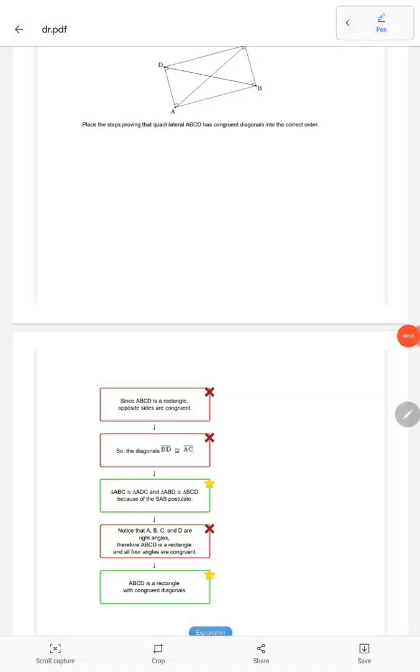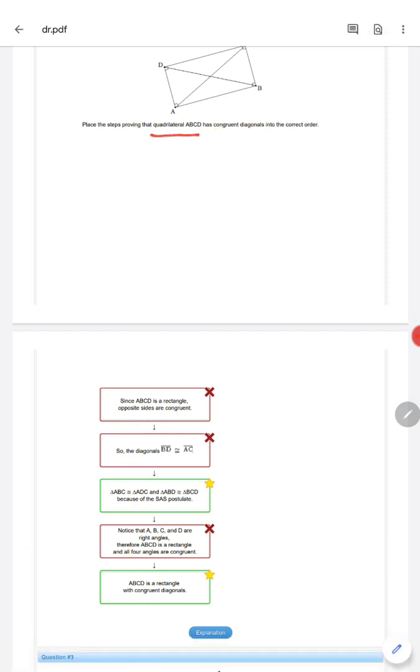Okay, here is the second question that you missed out of 6. You missed 6 questions. This is the second one. So it says, place the steps proving that quadrilateral ABCD has congruent diagonals. So if you're going to show that the diagonals DB and the other diagonal are congruent. So first thing that I realized looking at the figure, I see the right angles in the corners. So that must be my first step. That is the only thing that I see as given. So this means the figure is going to be a rectangle.